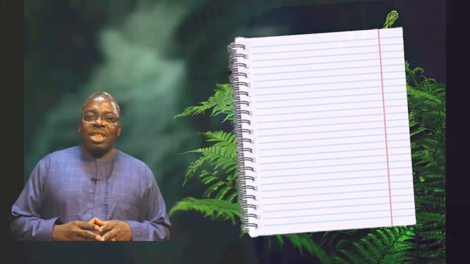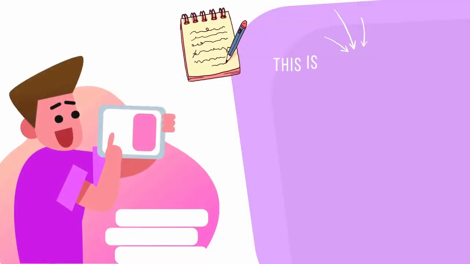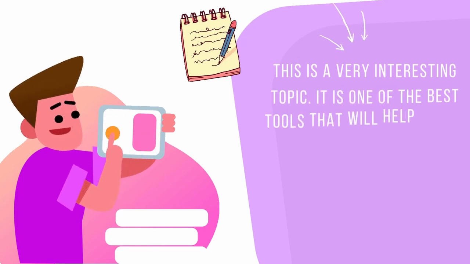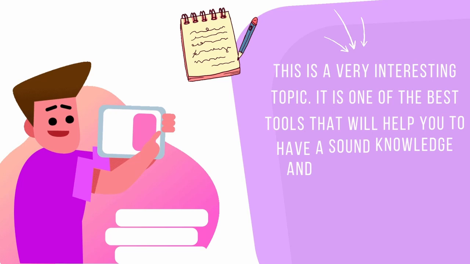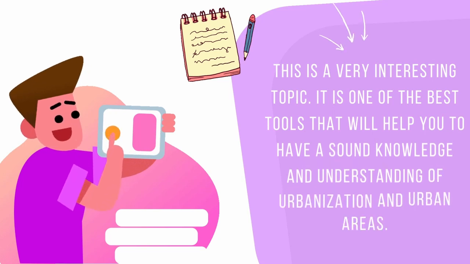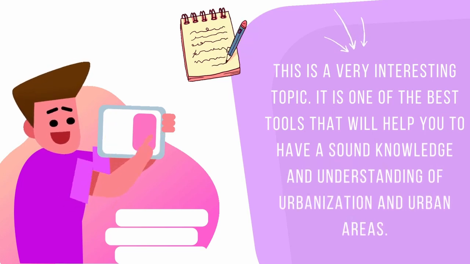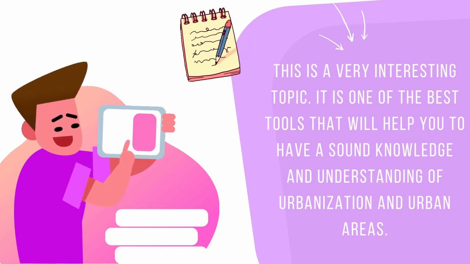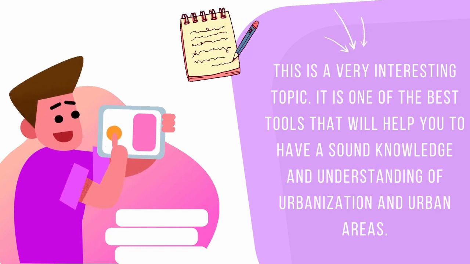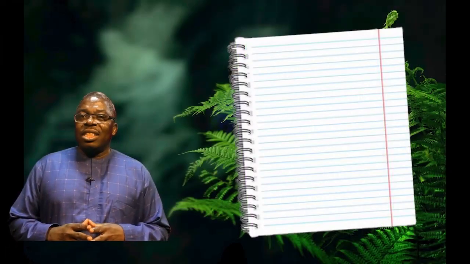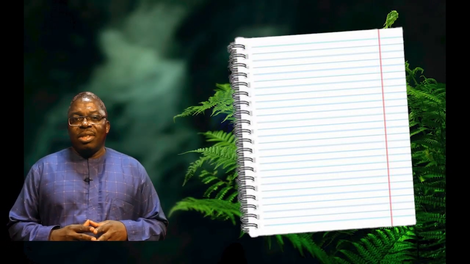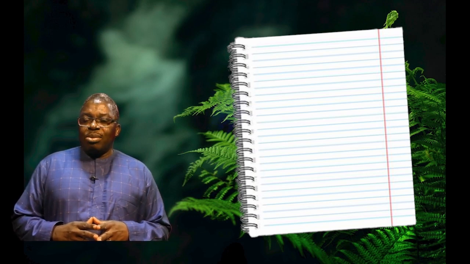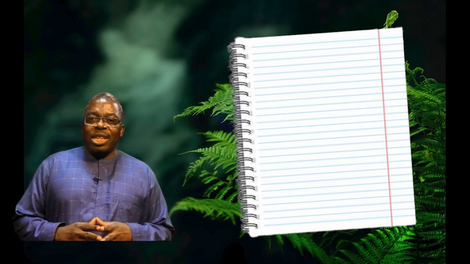The module is an interesting topic, urbanization. Not only interesting, but important, because it is one of the tools that will help us to understand the context of the course. As you already know, the entire course is about social conflict in urban spaces. It is thus important that we understand these concepts of urbanization and urban areas.